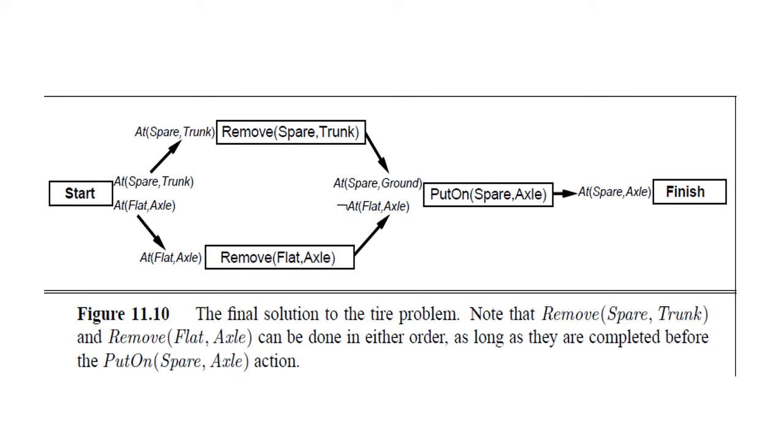And this is the final solution of the flat tire problem. In the diagram, note that Remove(Spare, Trunk) and Remove(Flat, Axle), these two actions can be done in either order, and both should be completed before the action PutOn(Spare, Axle). And that's all about the changing flat tire problem using partial order planning. And thank you all of you.